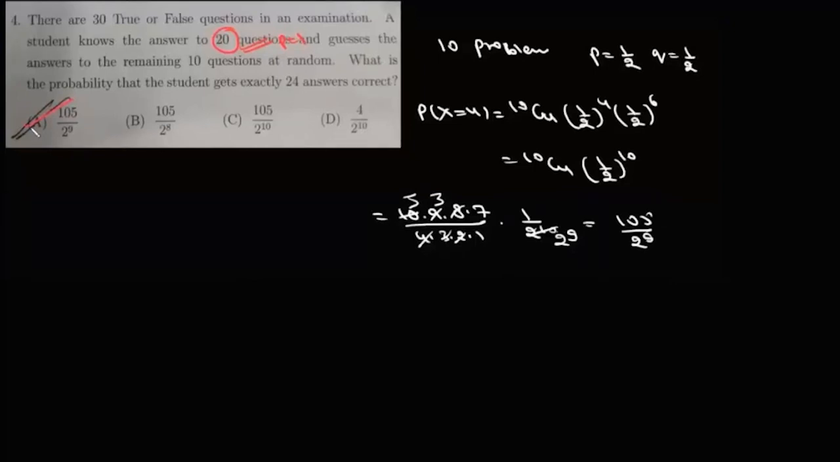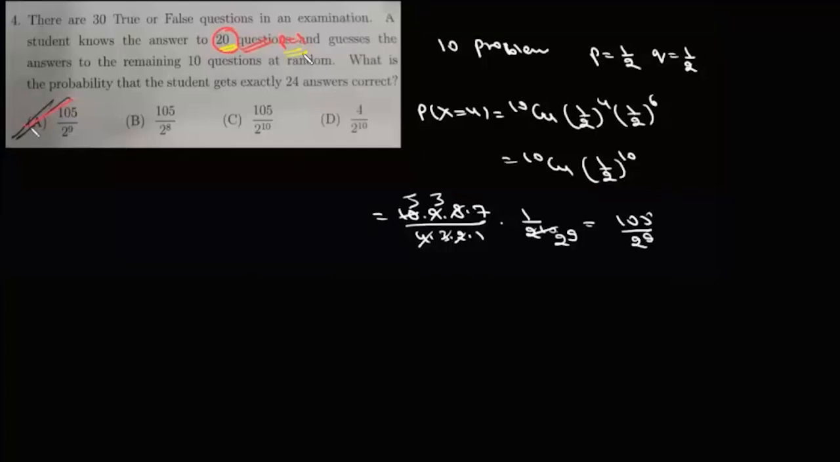It says there are 30 true and false type questions. Out of these, a student knows the answer to 20 questions. We need to find the probability that the student gets exactly 20 answers correct. Now here the basic assumption is if a student knows the answer, he is going to mark the answer correctly. So for these 20 questions, the probability of getting the question right is simply 1.